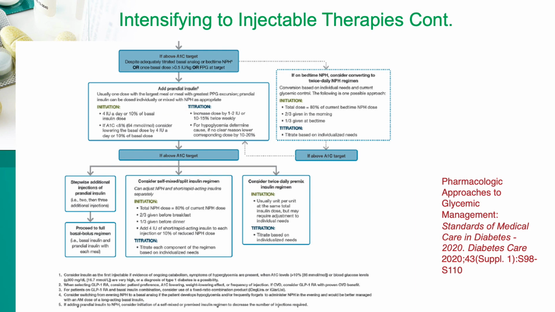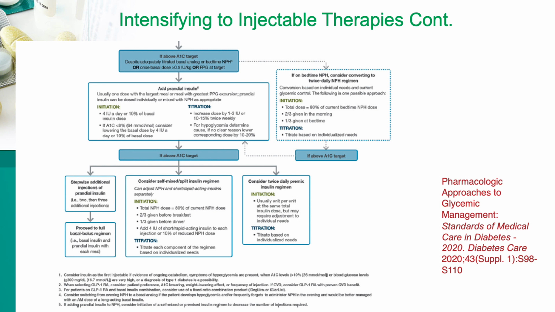This is the bottom half of that same figure. So once you've added a basal insulin and the hemoglobin A1C is still above the goal, you may want to add prandial insulin. You would consider this if the hemoglobin A1C target was not reached despite adequately titrated basal insulin, or once the basal dose is greater than 0.7 to 1.0 units per kilogram. Prandial insulin is usually added with one meal first, and it's usually the largest meal. And then you can add stepwise prandial insulin injections of 2 and then 3 injections.